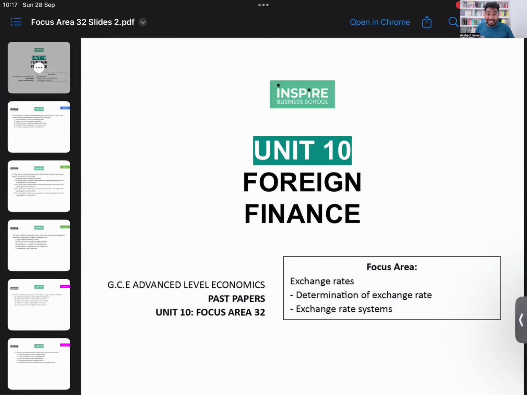Okay, so this is the next part of unit number 10. The first part of it is the balance of payment, and then the next part is the exchange rates. Now, exchange rates itself is a bit of a long area, so I've broken the exchange rate part into two. Focus area 32 is about the initial part of exchange rates: how is the exchange rate determined, the different exchange rate systems, and all of that. In the next part, we will go through the types of nominal exchange rate, effective exchange rate, and appreciation, depreciation. So we'll first get this done and finish it off.